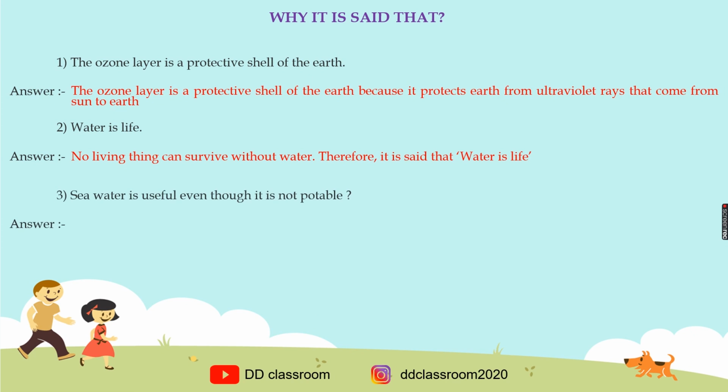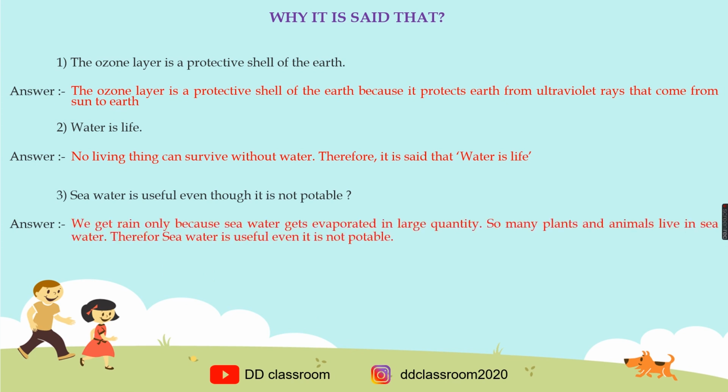Third, seawater is useful even though it is not potable. Answer is we get rain only because seawater gets evaporated in a large quantity. So many plants and animals live in seawater. Therefore, seawater is useful even if it is not potable.